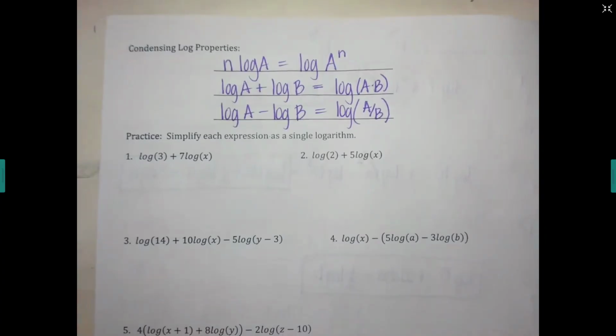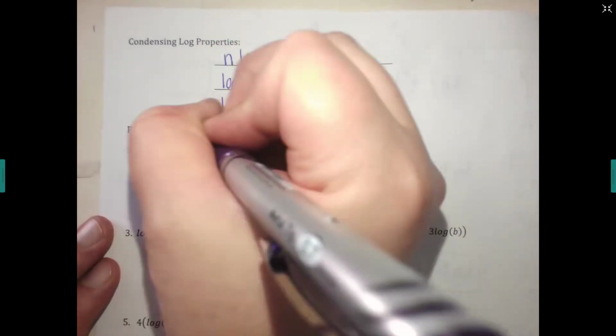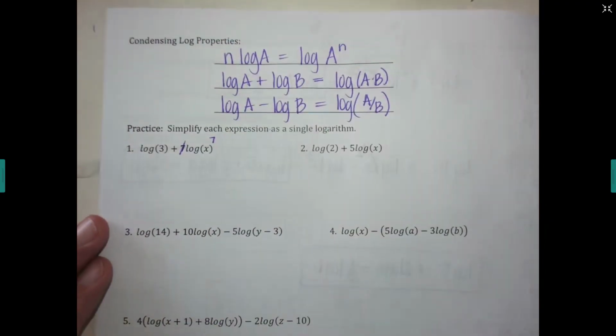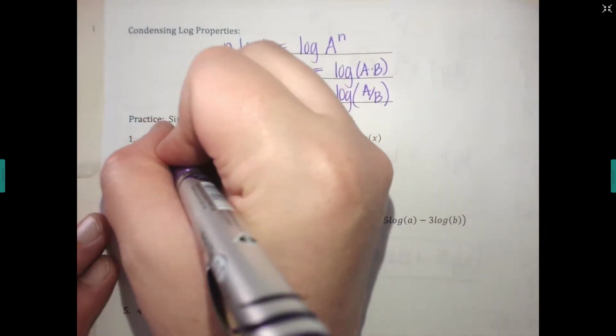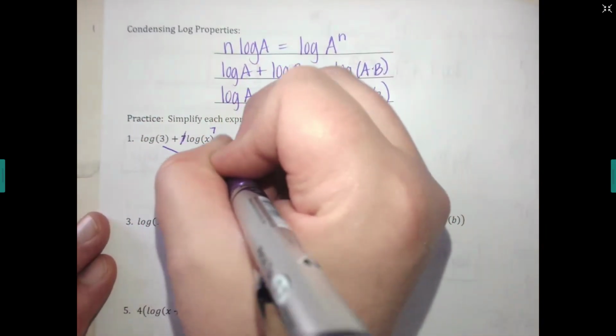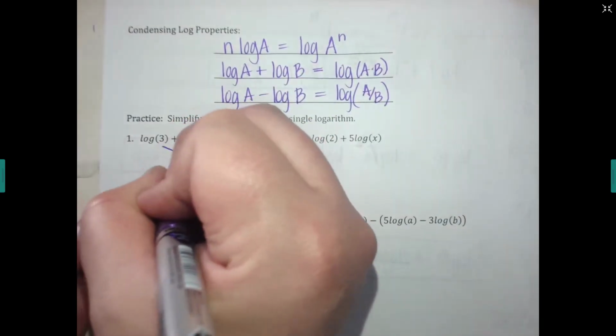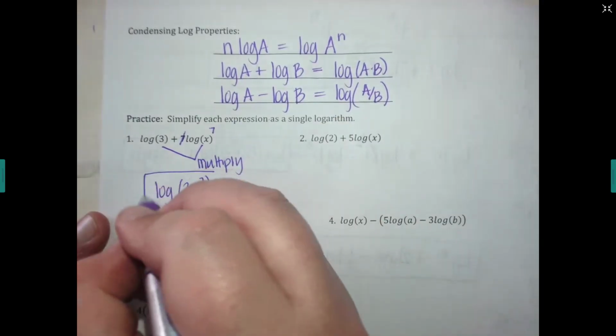Okay, so let's start with number 1. What front number can I pull back up as a floater? The 7. So cross the 7 out, pull it up. Then from there, my log 3 and my log x7 are added. How will I pull them back together? I'll multiply. And then 3 times x to the 7 would be log 3x7. And that's your answer.